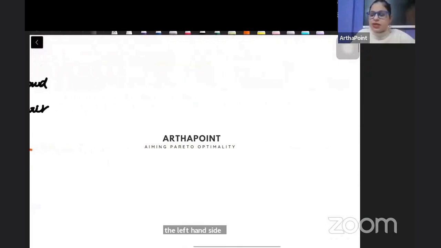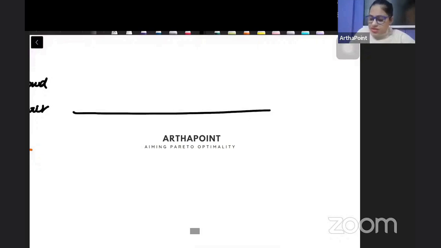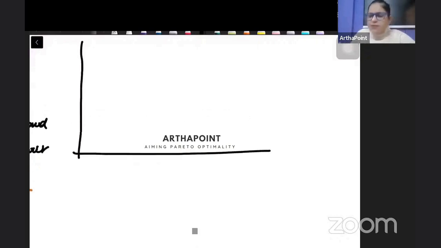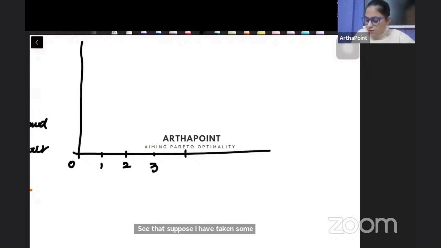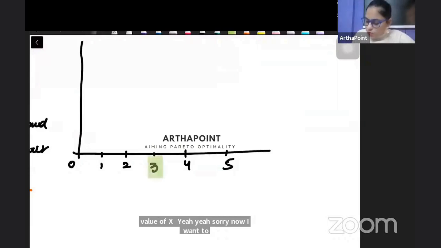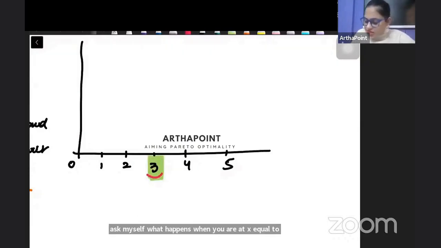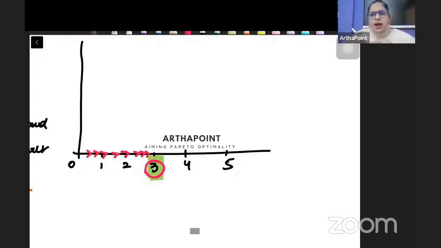अब थोड़ा सा इसमें एक बारी mathematically समझो. See that suppose बच्चे I have taken some values of x. जैसे यहाँ पर value of x है 0, 1, 2, 3, 4, 5 and so on. Now I want to ask myself, what happens when you are at x equal to 3? हमें evaluate करनी है limit at x equal to 3. What will I do? I will go towards 3 from the left hand side and towards 3 from the right hand side. तो जब हम 3 की तरफ left hand side से जाते हैं ना, it means I will take some values of 3 which are less than 3.